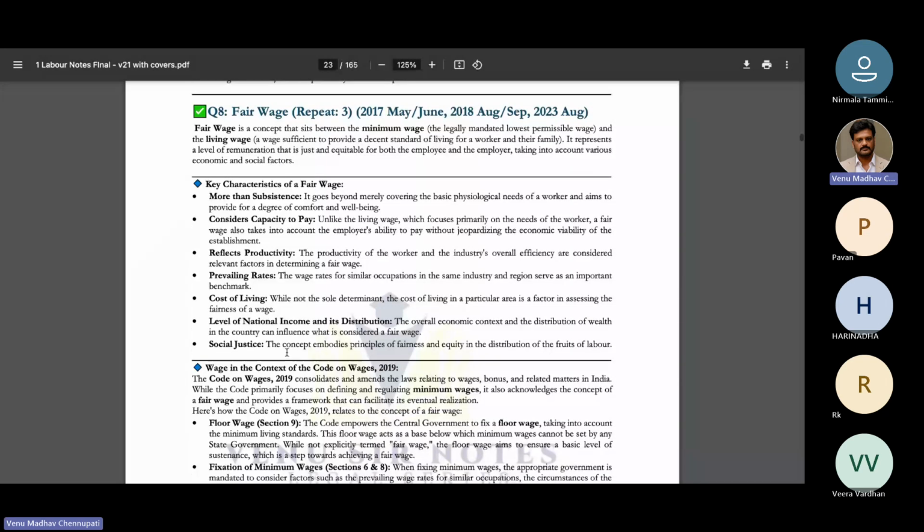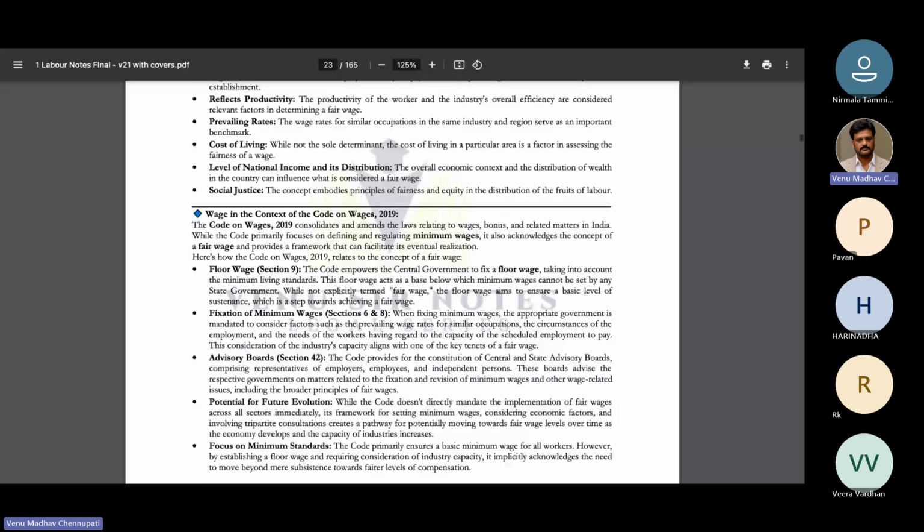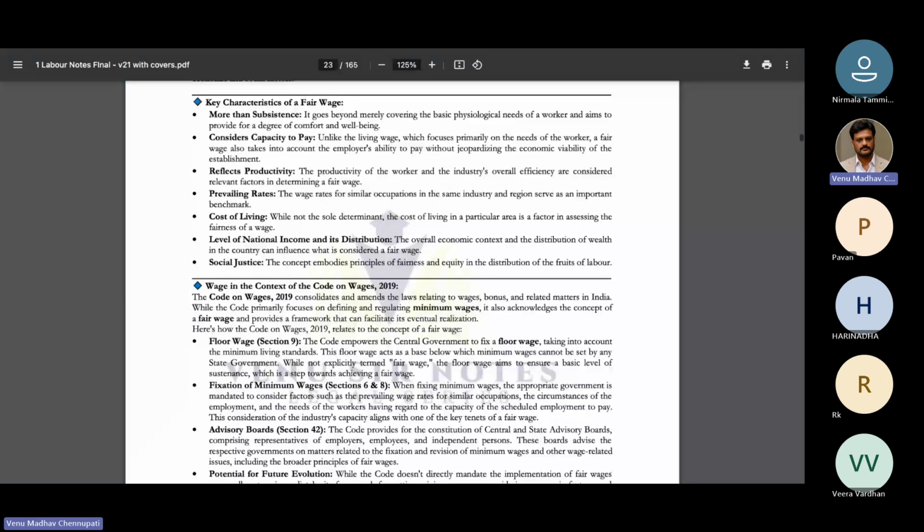And then in the context of the new code of wages, does fair wage get mentioned at all? The Code on Wages, 2019 consolidates a lot of laws, which basically deal with wages, bonus and related matters in India. While the code primarily focuses on defining and regulating minimum wages, it also acknowledges the concept of fair wage and provides a framework that can facilitate its eventual realization.